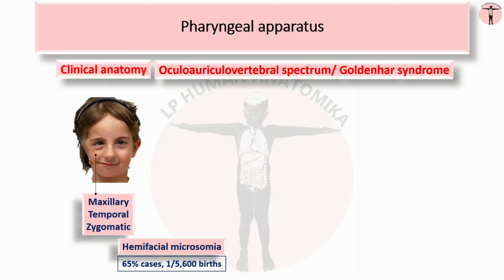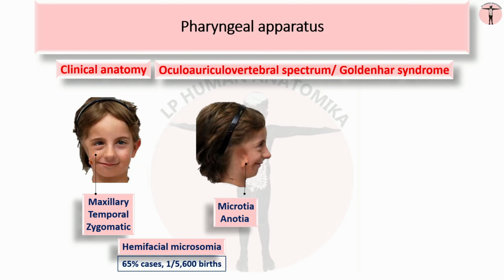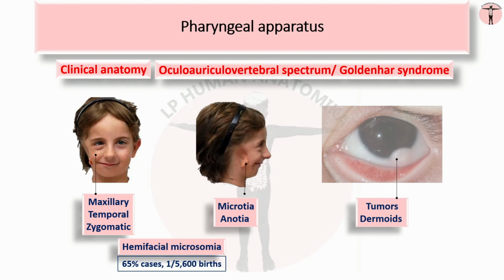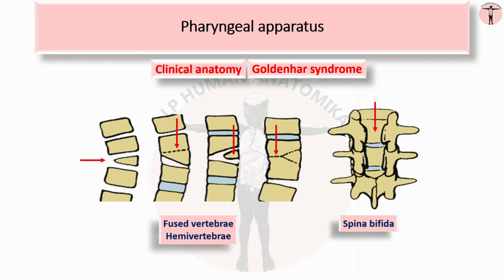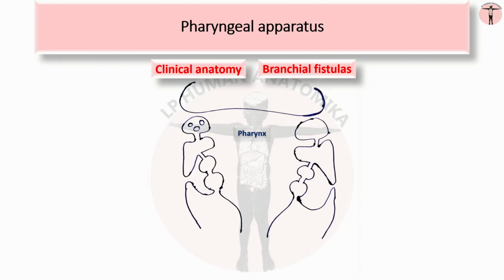The commonly observed features in these patients are ear anomalies, which include microtia or anotia. Eye anomalies may be tumors and dermoids in the eyeball, and vertebral anomalies including fused vertebrae and hemivertebrae, and spina bifida defects where the posterior arch is defective in the vertebra. Other malformations which occur in 50% of cases include cardiac abnormalities such as tetralogy of Fallot and ventricular septal defects.